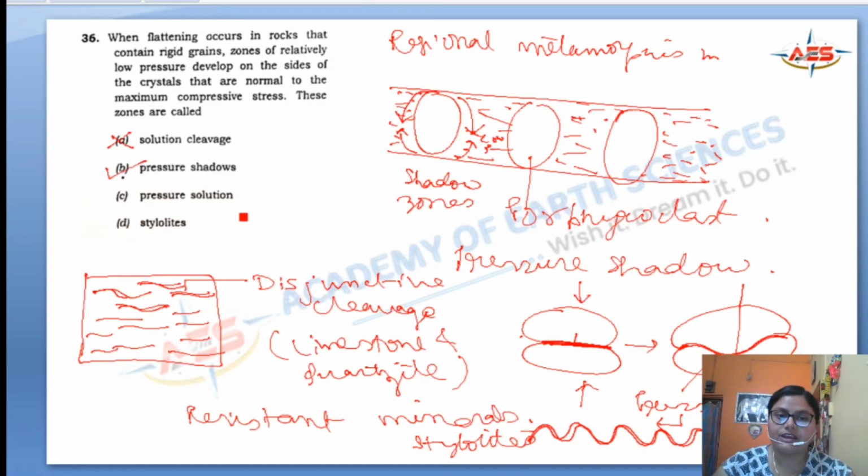Now what is pressure solution? Pressure solution generally occurs at grain to grain contact, where a linear contact, due to the pressure solution, becomes a curvy and a zigzag contact. Stylolites are the zigzag grain contact that occurs due to pressure solution. So stylolites is not the answer for the given statement. So the answer will be pressure solution, option B, for question number 36.